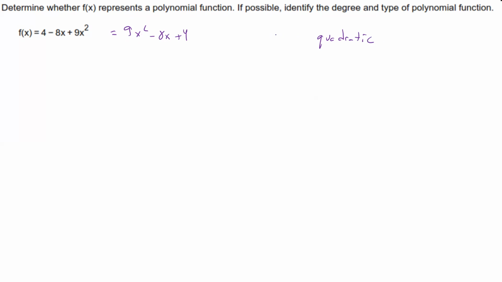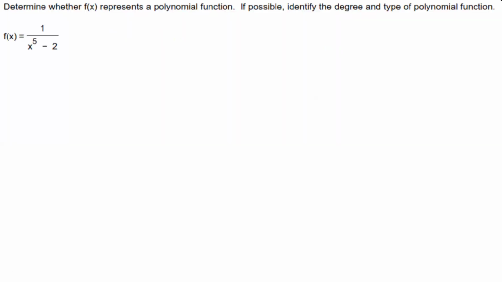So yes, we can say yes, and then we can say it's a quadratic, and then the last thing is the degree. Well, since the degree is the highest power, it's a 2, and 2 also gives it the form of the quadratic. So it's a polynomial function that's a quadratic, and it has a degree 2. All right. What about the next one?